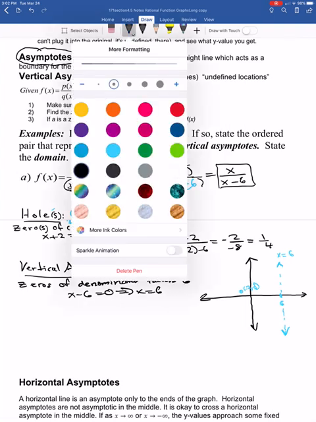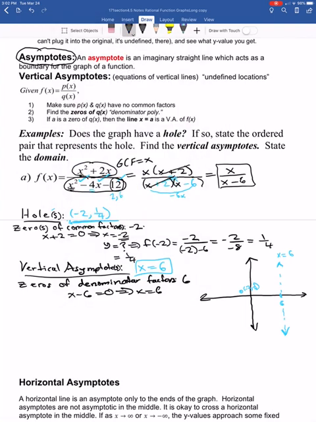So when you have your holes and your vertical asymptotes, you can go ahead and write out the domain of your function. And again, domain are all the real number values of x that are satisfied. So all real numbers except negative 2 and 6. So graphically, we're going to see our graph, and we could shade it in. We'll shade it over here on the x-axis.